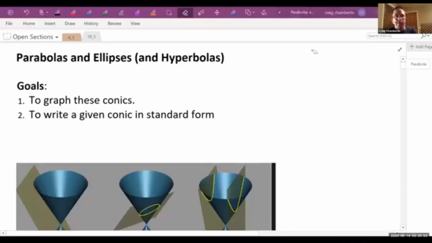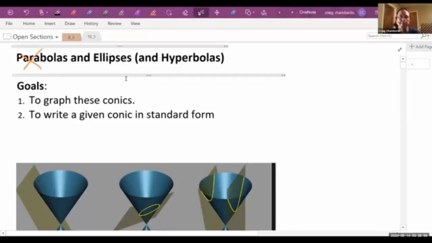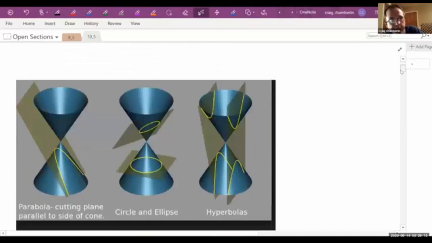So I need to give you the bare bones of section 10.5, simply because you need to know it for Calculus 3. We're not going to talk about parabolas. You guys know all about parabolas. But let's talk a little bit about ellipses and hyperbolas, and you should know about those as well. But if it's been a while, sometimes you forget.